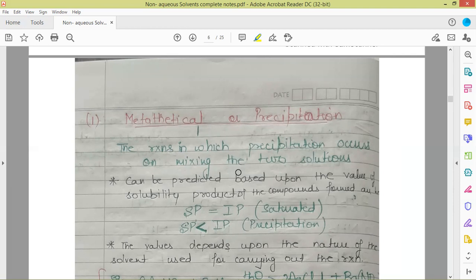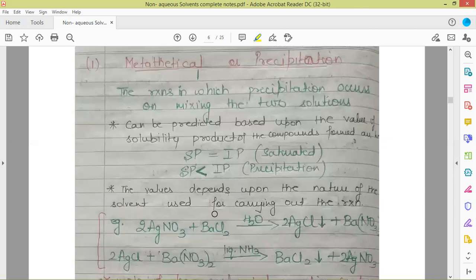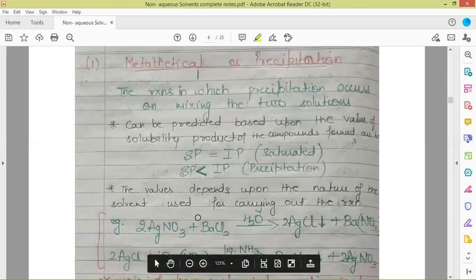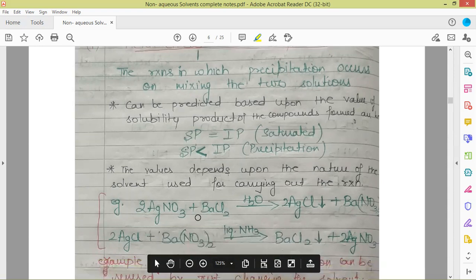As the values of solubility products are fixed for different compounds, whenever the ionic product becomes equal to the solubility product, that solution is called a saturated solution. And when the ionic product exceeds the solubility product, that is the point when precipitation takes place. So the value depends upon the nature of the solvent used for carrying out the reaction. So how is it dependent upon the nature of the solvent?